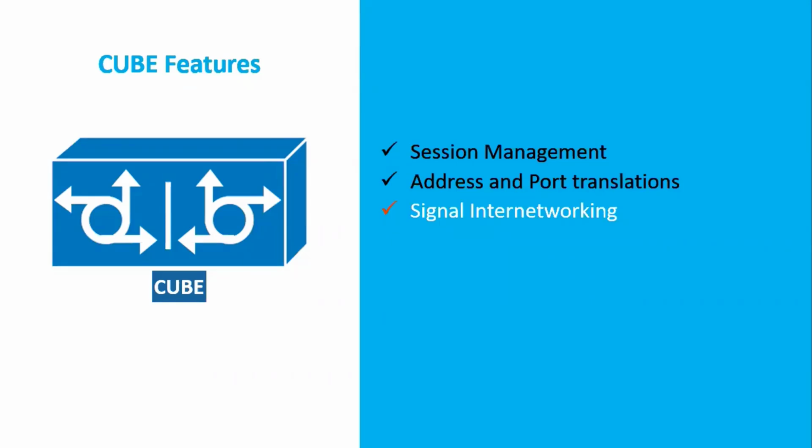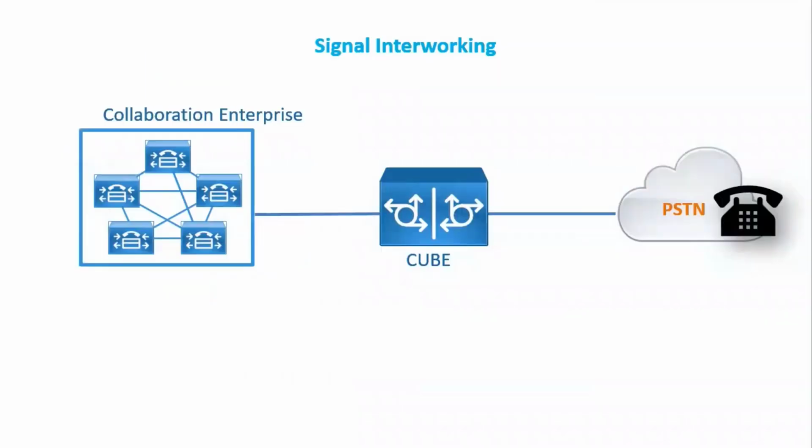Let's talk about signal interworking. In a typical CUBE deployment, you would generally see these days both the call legs would have SIP protocol, from unified communication servers to the CUBE router or from the CUBE router to the IP telephony service providers. Both will generally be talking over SIP. You may find H.323 to H.323 as well. CUBE is well capable of doing that.